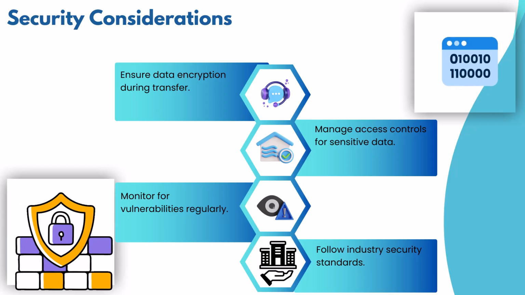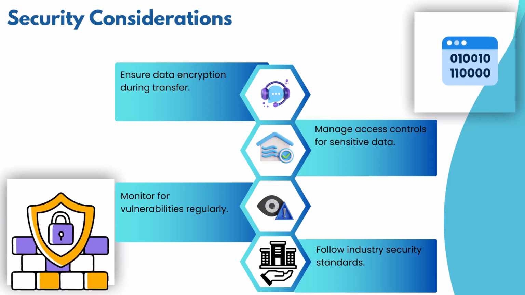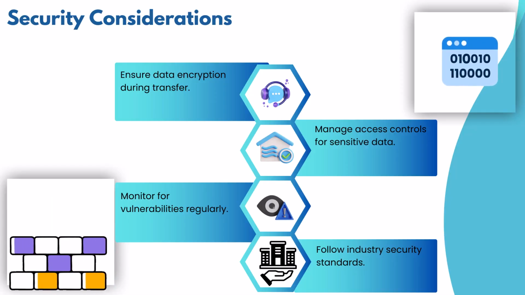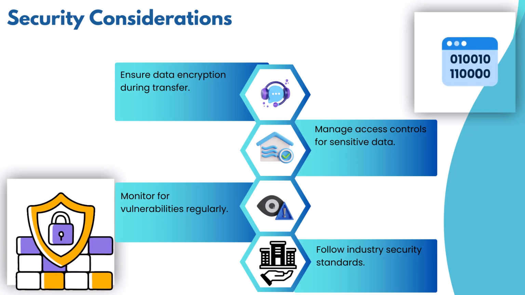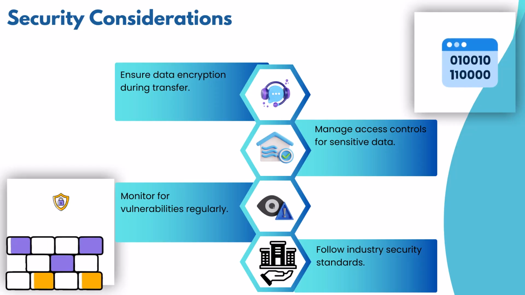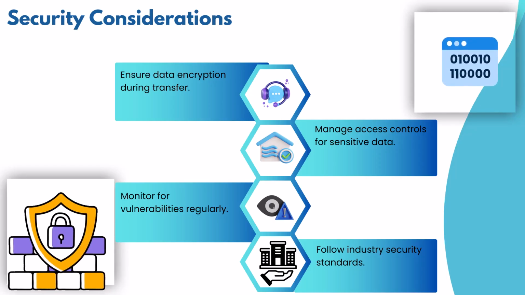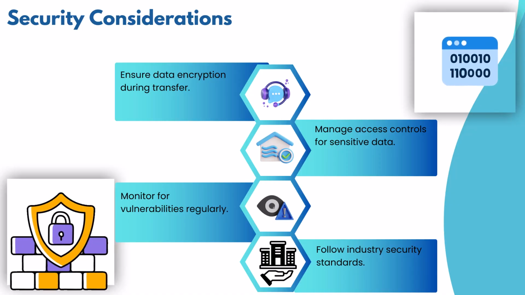Security isn't optional, it's the superhero cape your routine needs. Encryption is like locking your diary, keeps snoopers out. Access control is key. Not everyone should have the keys to the castle. Monitoring for vulnerabilities is non-negotiable. Hackers don't wait for your schedule. And lastly, industry standards exist for a reason. Following them keeps your routine bulletproof.